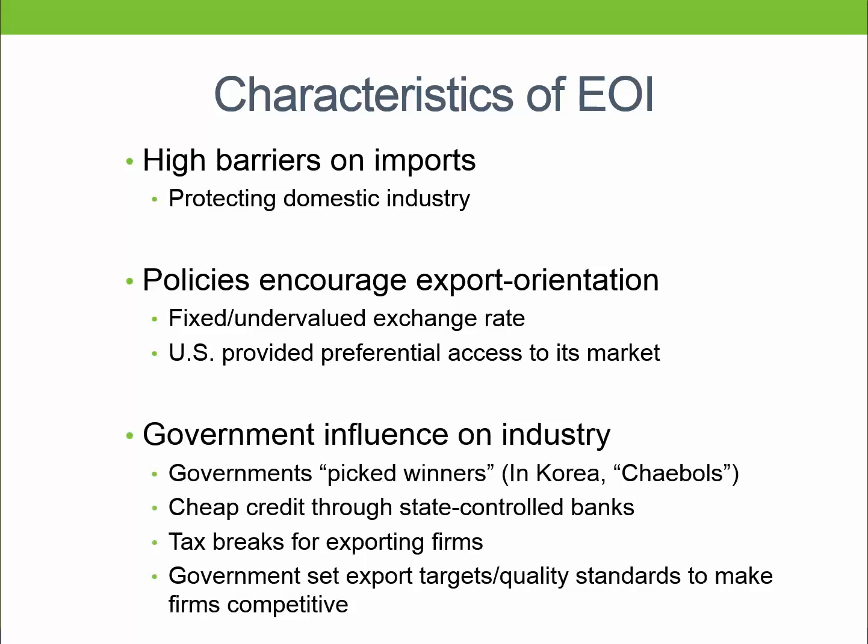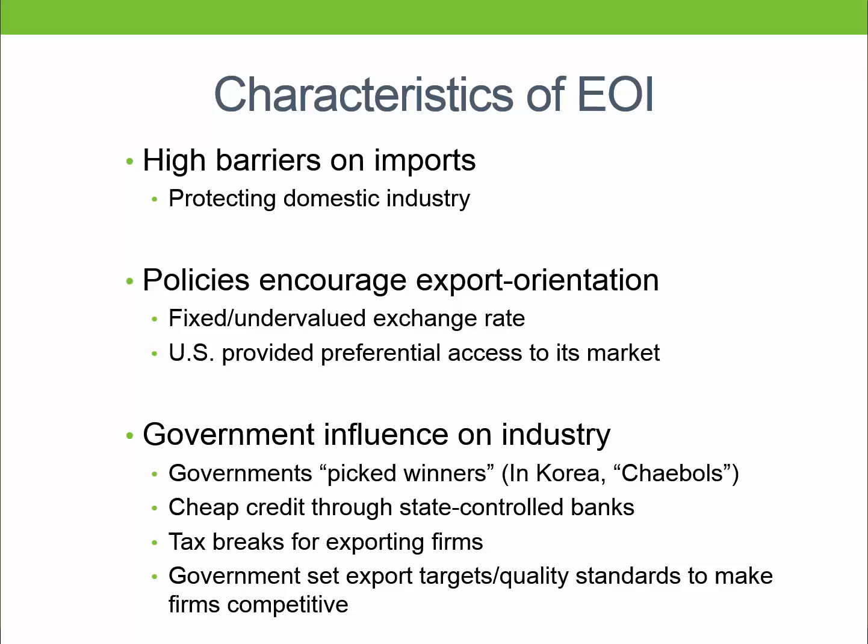The government had a huge influence on the industry, though. Like ISI, the government was still involved, but it was different in some respects. It picked winners. In Korea, it picked these firms that became known as the chaebols. These were family conglomerates that the government provided all sorts of special benefits to help them become really competitive internationally. The governments provided cheap credit through state-controlled banks like ISI, and provided tax breaks as well.